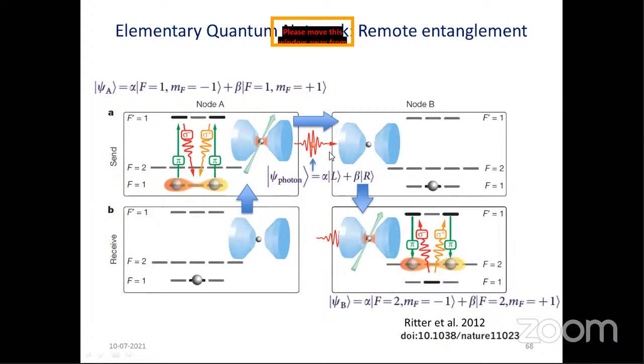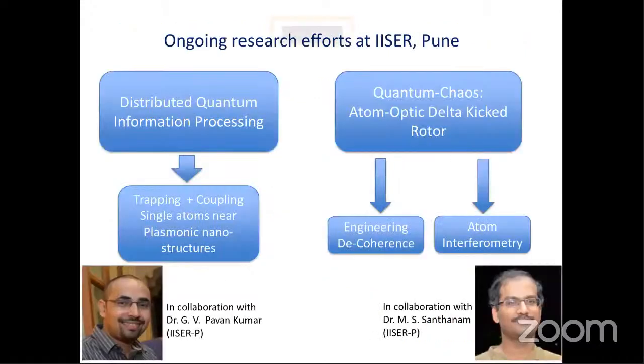So the distance between the nodes can be anything, depending upon how much loss there is in the optical fiber for these photons. So that decides how far apart they can be. Now you can have many of these nodes together to actually build a quantum network.